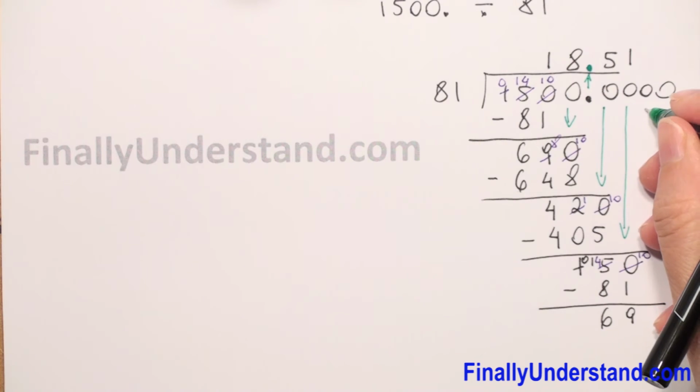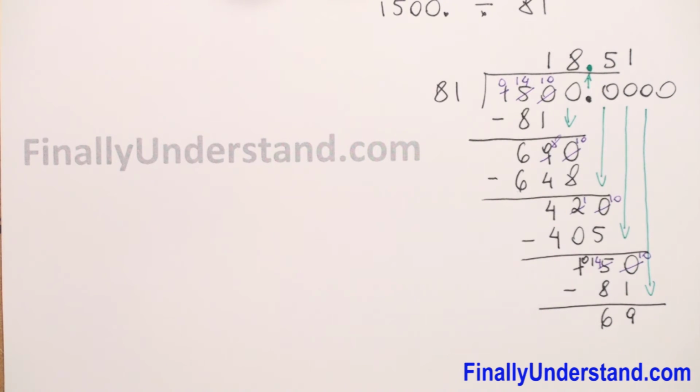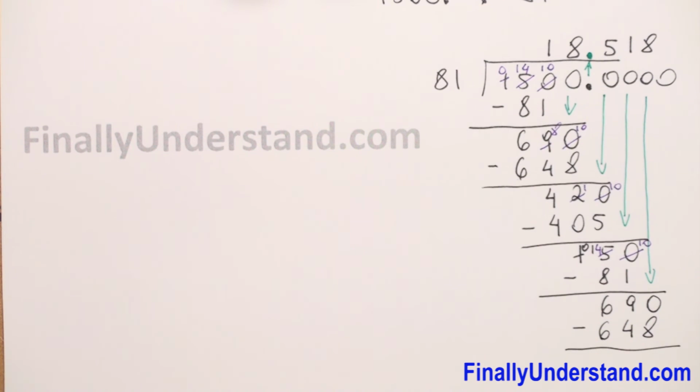So we have 690 divided by 81 is 8. 8 times 81 is 648. Subtraction again. So we need to borrow 1 from 9. So it will be 8 and 10 at the end. 10 minus 8 is 2. 8 minus 4 is 4. So we have to take down the next 0.